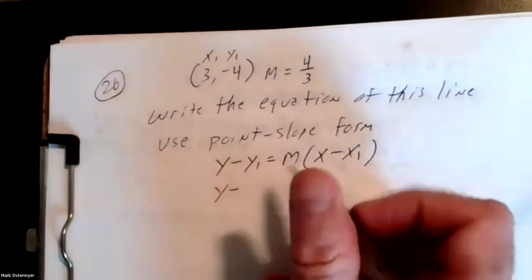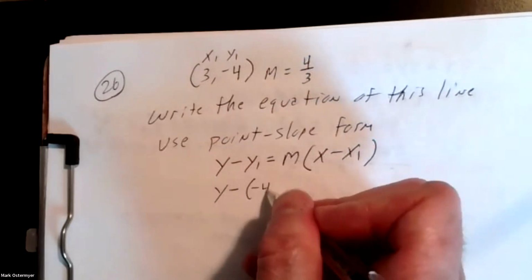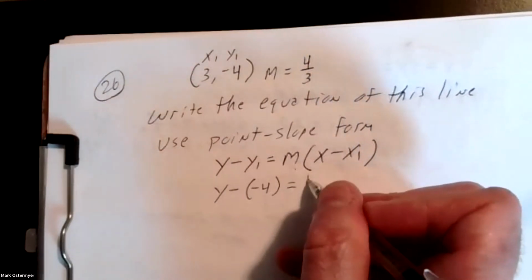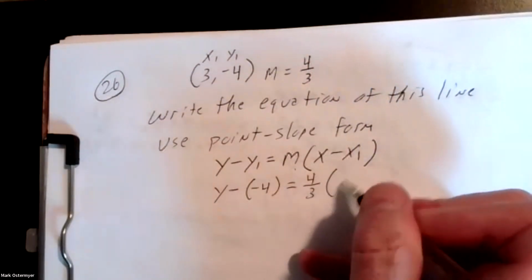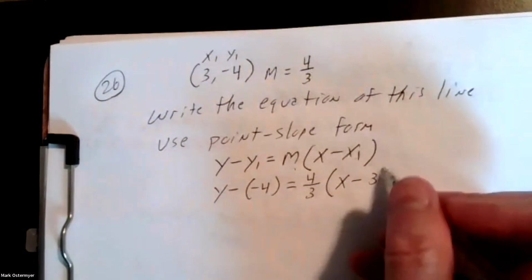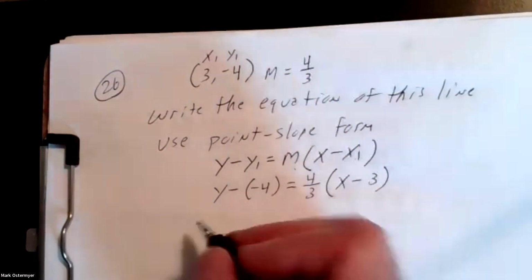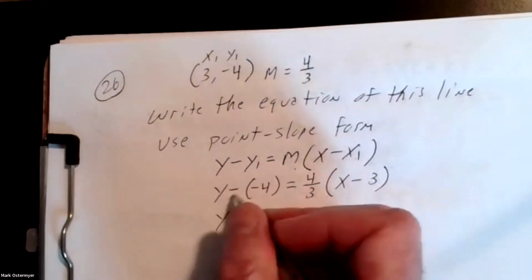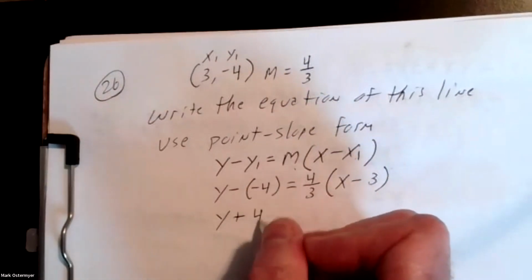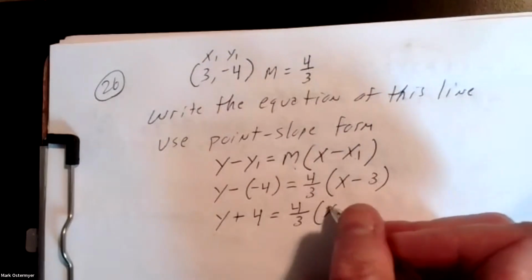So we make our substitutions. In for y1, I'm going to substitute -4. Our slope m is told to be 4/3. In for x1, I'm going to substitute in 3. And there's your equation. Now they want our final answer to be in slope intercept form. So we have a little simplifying to do here. So y minus a -4 is y plus 4. And this is 4/3 times x minus 3 right here.